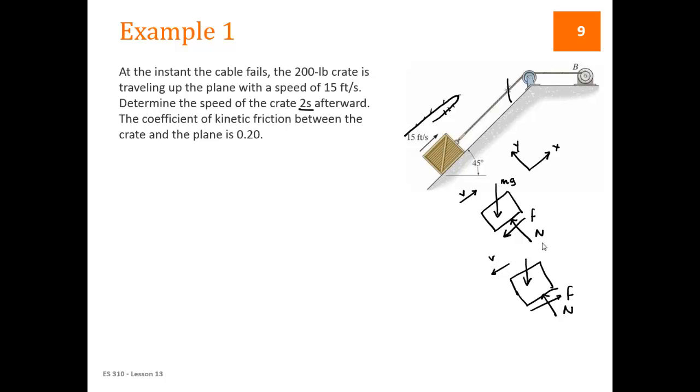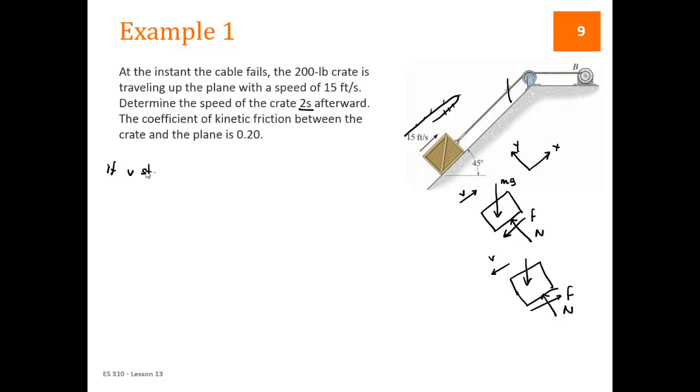All right, so let's assume that the crate is just going to move upwards, and somewhere in the 2 seconds it's going to be along this part, right? So it's still going to be moving upwards. We'll make that assumption, run the numbers. If we're wrong, it'll be obvious, and we'll have to come back and use the other part of the free body diagram.